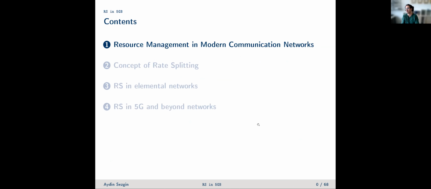So here's an overview of my talk. I'm going to give an introduction on the topic, like how to do resource management in modern communication networks. This should lead to the motivation of rate splitting, which has some nice features which can be utilized in modern communication networks. Then I'm going to apply rate splitting in some very elementary networks to see the ultimate benefit of rate splitting. And once we have understood how beneficial rate splitting could be, we are going to apply this to more general networks, for 5G and beyond networks. Especially in the last part, I'm just showing how this can be applied without going into these details, just to give you an idea how powerful this is.